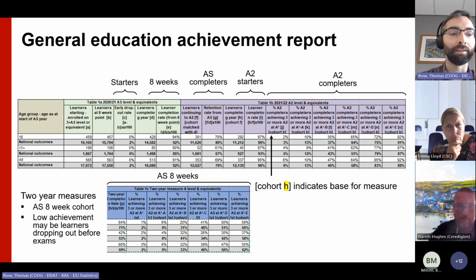As a little example of this, I've got a question. Perhaps we could have thumbs up in the React button. What I'd like to know is, do you think that more male learners or female learners achieved 3 A stars at A level nationally in this column here? So perhaps if you could give a thumbs up if you think it's more male learners achieving 3 A stars.